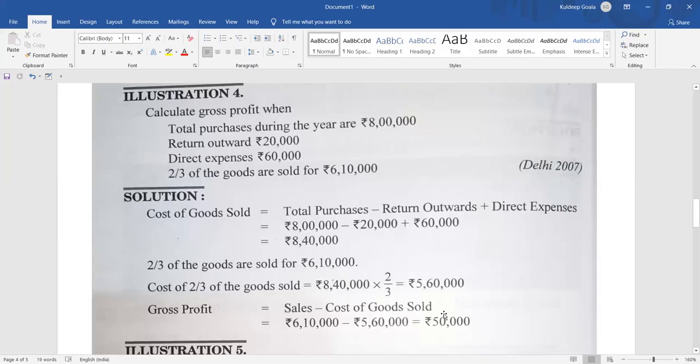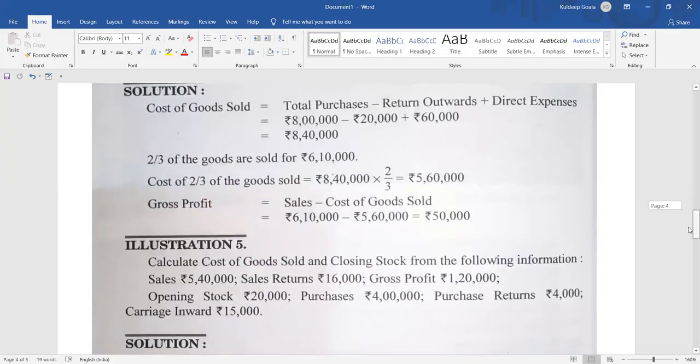Gross profit will be sales minus cost of goods sold. So the sales is 6 lakh 10,000 and the cost of goods sold was 5 lakh 60,000. The answer comes to 50,000. 50,000 is nothing but the gross profit. I hope all of you have understood. This is the gross profit on 2/3 of the goods sold. Clear? 50,000 rupees. Now let's move on to the next question.